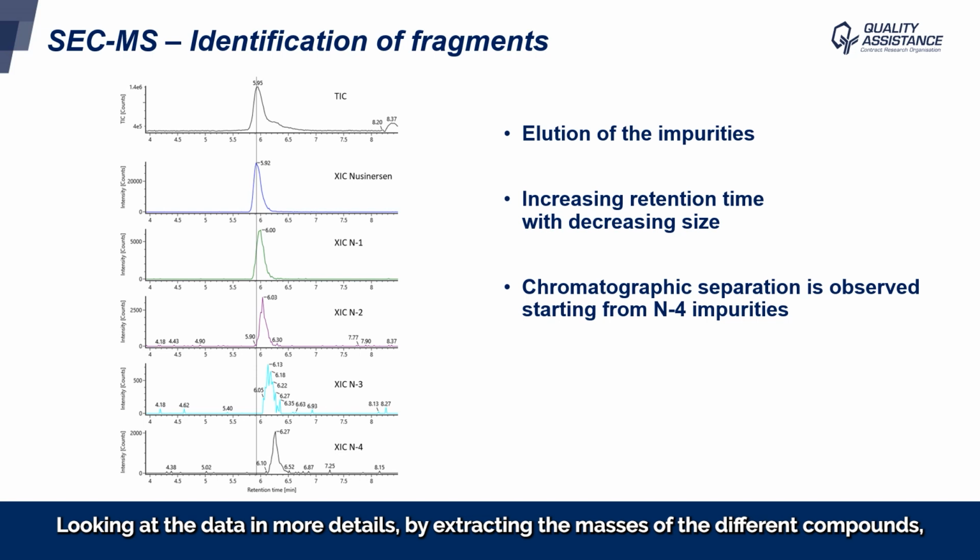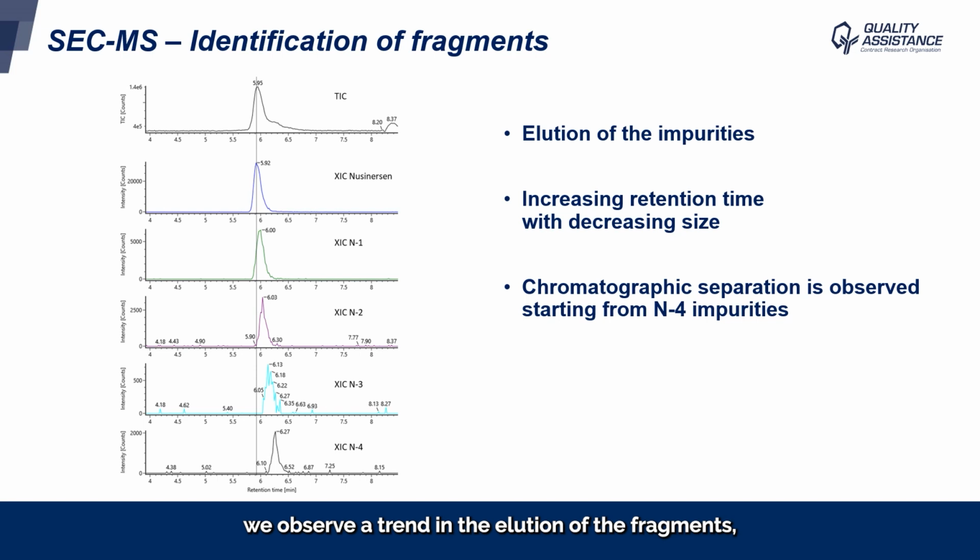Looking at the data in more details, by extracting the masses of the different compounds, we observe a trend in the elution of the fragment, which is as expected from the size-exclusion separation. We see increasing retention time for smaller fragments. In addition, from this figure, it is assumed that fragments which are N-4 or smaller could be chromatographically separated from the oligonucleotide of interest. So a fragment missing 4 nucleotides would be separated from the main oligonucleotide. And this means that this type of fragment, as it is separated from the main peak, could be quantified in routine analysis with UV detection.